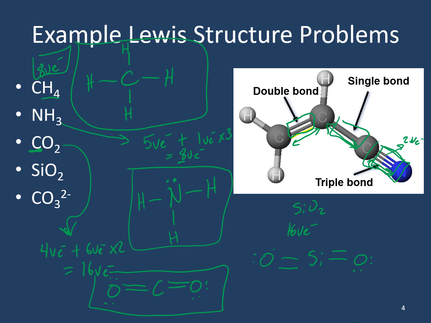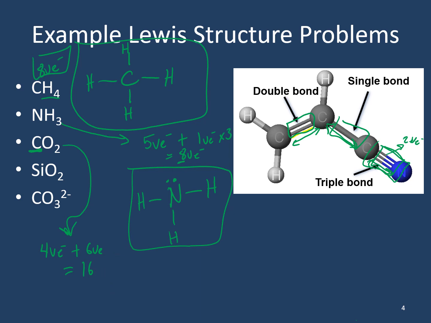So I'm going to erase some of this to give me some more room. Let's look at carbonate. So if we want to draw the Lewis structure for carbonate, we need to calculate valence electrons. We have 4 from carbon plus 6 valence electrons from each oxygen times 3 though. So this gives us a total of 22 valence electrons.